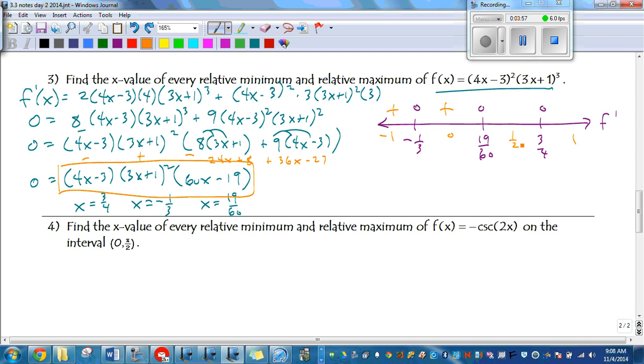All right. If we do positive 1/2, 4 times 1/2 is 2 minus 3. That's still negative. This is still positive. 60 times 1/2 minus 19. That's going to be positive. So now this is negative. Here this is changing. This is going to be a local max, right, from positive to negative. Then if we put positive 1 in here, this is going to be positive. That's always positive. This is positive. That's positive. Here we're going to get a local min. So we have a local max when x is 19 over 60. And we have a min when x equals 3/4.